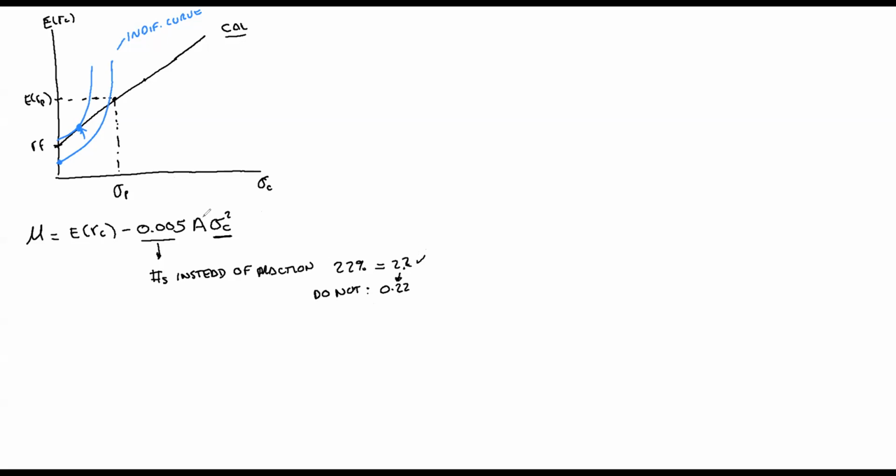But the question is, what is this A? Okay, so this A, guys, measures your risk aversion. This is called the risk aversion coefficient. And the rule you need to remember, guys, is that the larger it is, the more risk averse you are.